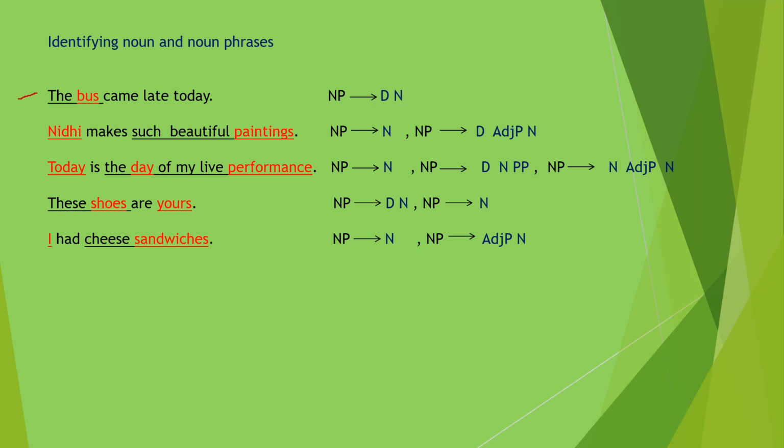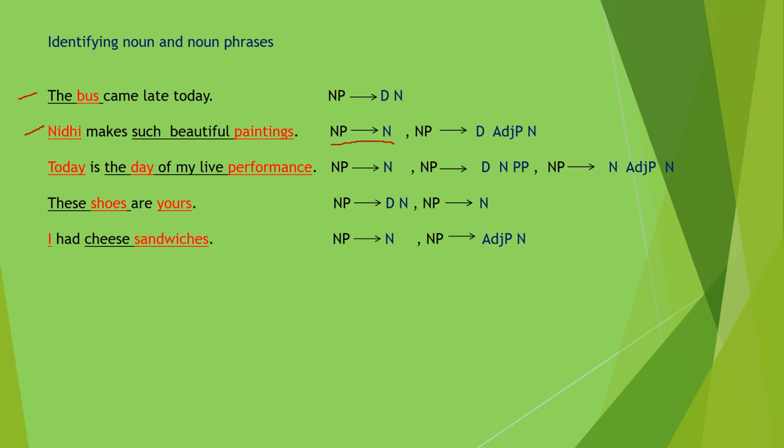Now let's move to the second sentence. In the second sentence we have, Nidhi makes such beautiful paintings. So the words in red are the nouns, and in this sentence we have two noun phrases. So that's why we have two different structures for the noun phrases. The first noun phrase is the only word Nidhi, so for that you will define the structure as noun phrase, and then it is divided into just a noun, and that is Nidhi.